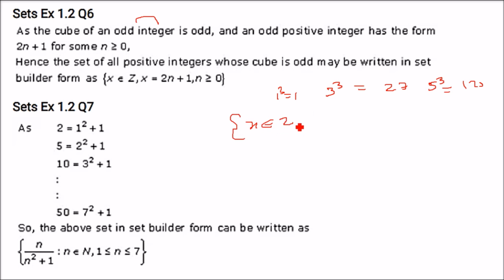So what we have to do, x belongs to Z. That is, we take Z, which is the integers, and we just say x equals 2n plus 1, right? And n is greater than or equal to 0. This is the set. This is the answer.